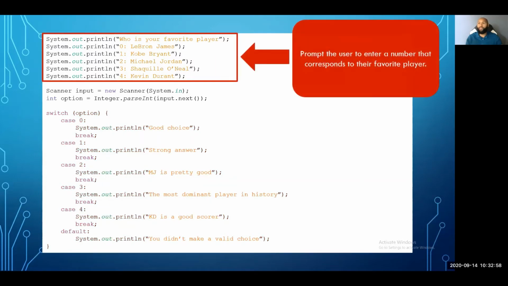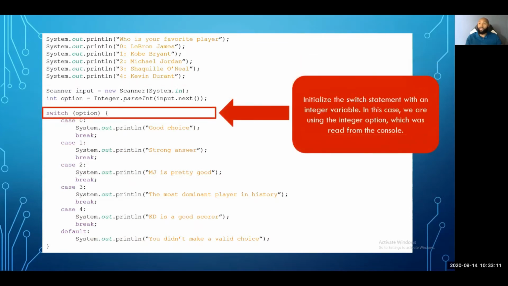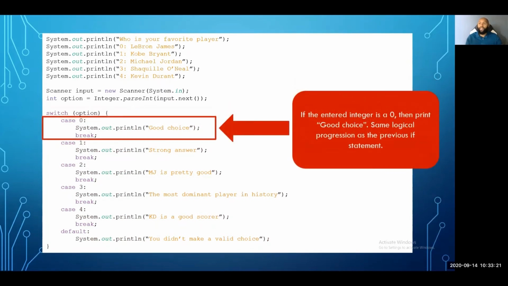Again, prompt the user to enter in a number that corresponds to their favorite player. Then we create our scanner object and we read in that option from the console. We create our switch statement, right? Our switch statement, we put our option in here. And then we have our opening and closing brackets down here. Then for each case, we have the same logical progression as the if statement. But look here, we do need our break.